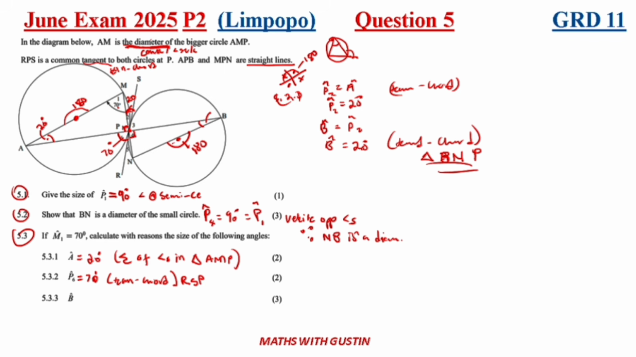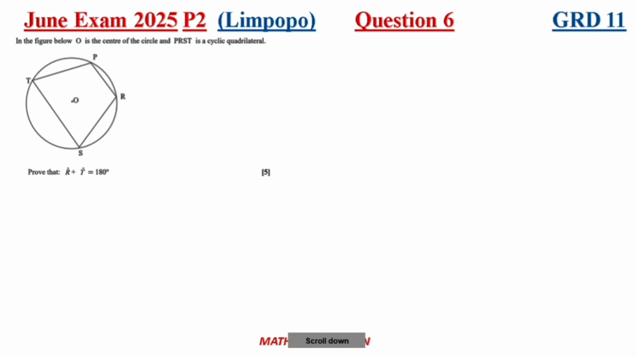Now let's move on to question 6, because it's just one question with 5 marks. Question 6 says the figure below, O is the center. Okay, we like that. They told us the center, so it means we're going to be dealing with twice angle at the circumference. And then they said PRQ is a cyclic quad, so you can draw a circle around it. Now they are saying we need to prove that opposite angles of a cyclic quad are equal to 180. So they want us to prove that these two angles add together to 180.